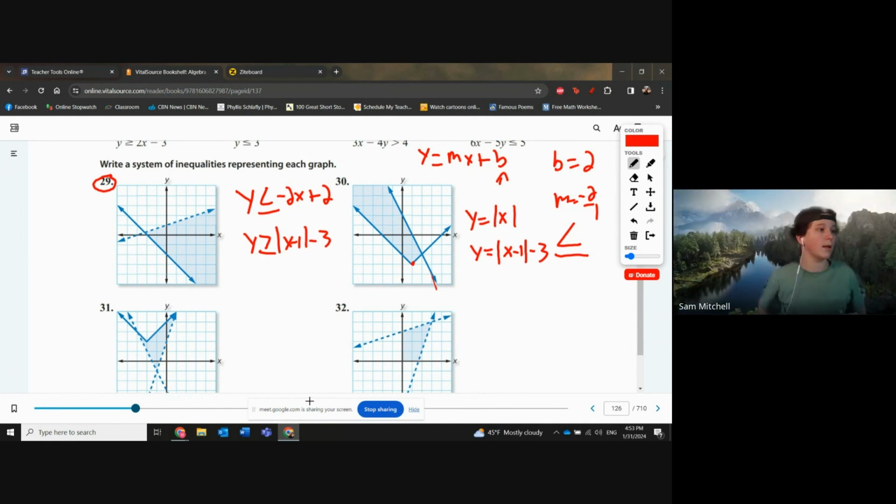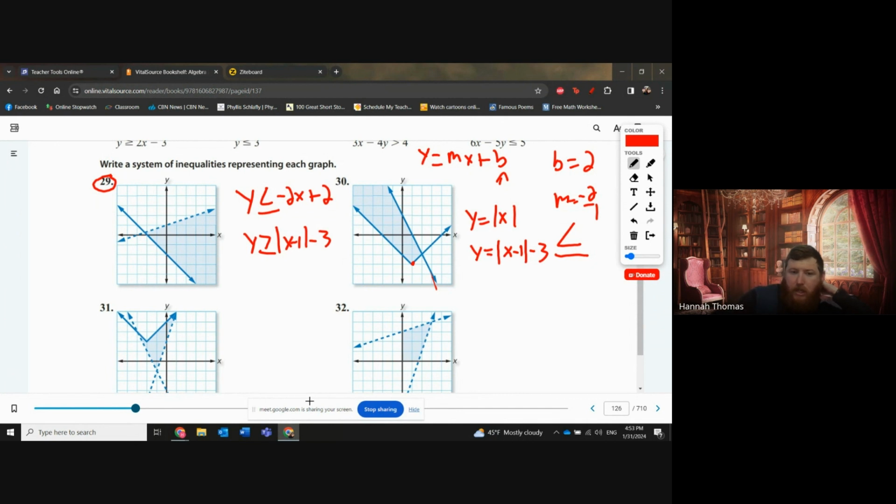You have to create two separate equations of a line, and then notice if it's solid or dotted, greater than or less than. Yeah. Okay. We should be able to leave that on the screen to be able to do number 32.